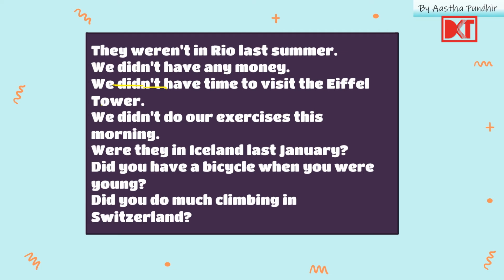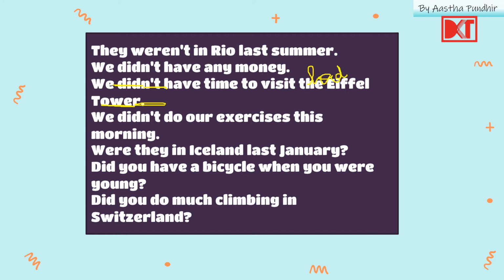Similarly, possession के लिए we did not have any money. Right? अब वैसे तो have के लिए क्या होता है? Had होता है. Right? Past में अभी हमने पिछली slide पे देखा had. पर यहाँ पे हम didn't have क्यों use कर रहे हैं?